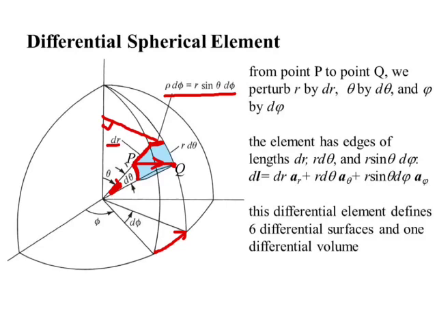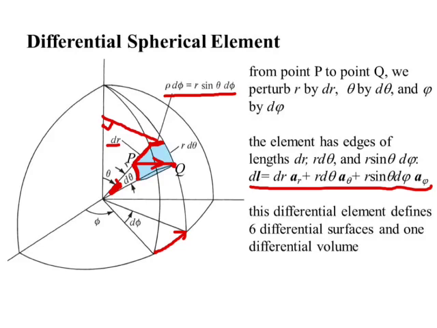We're able to define a differential length, dl, equal to dr a r, plus r d theta a theta, plus r sine theta d phi a phi. And remember where all these r came from, because the length corresponding to a differential angle is equal to that differential angle multiplied by the radius.